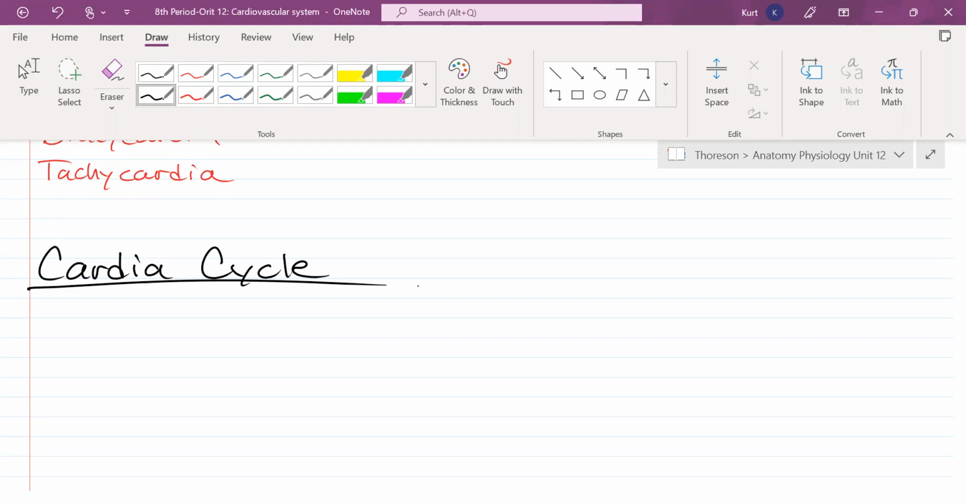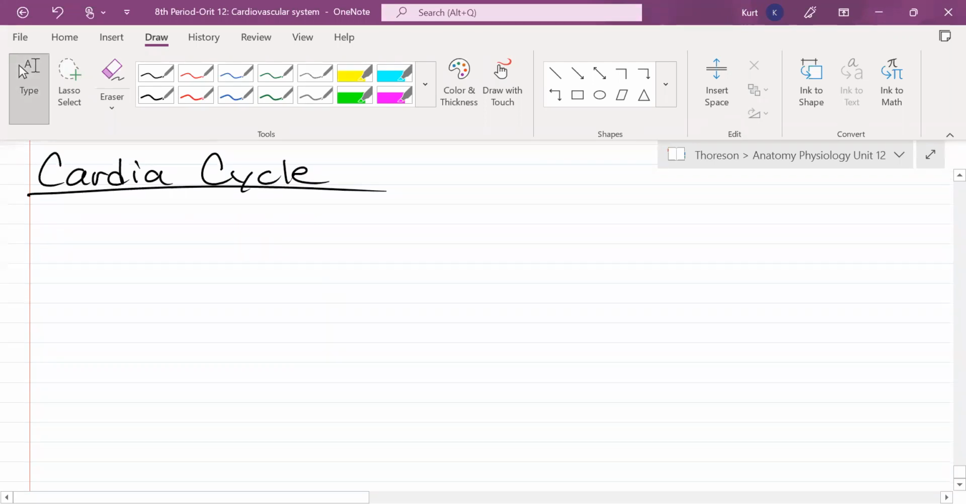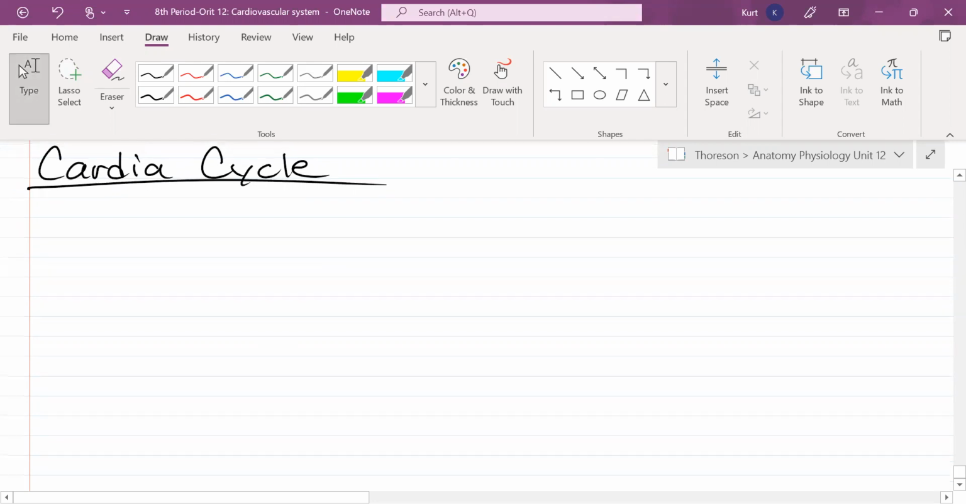So you'll have to learn what coronary arteries are. But let's first get to this one. This is going to be the 4 phases of the cardiac cycle. You need to definitely remember what systolic and diastolic are. Systolic is contraction, diastolic is relaxation.